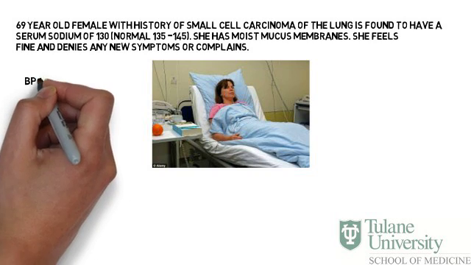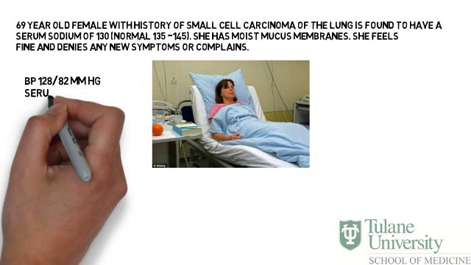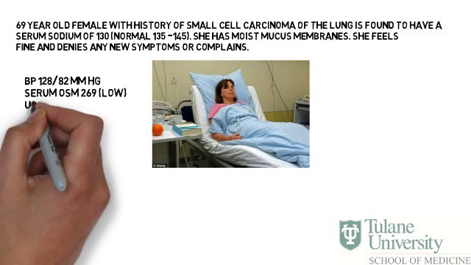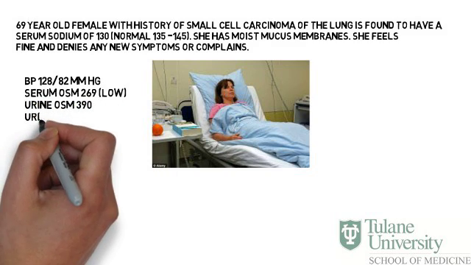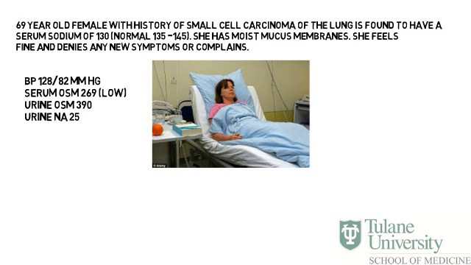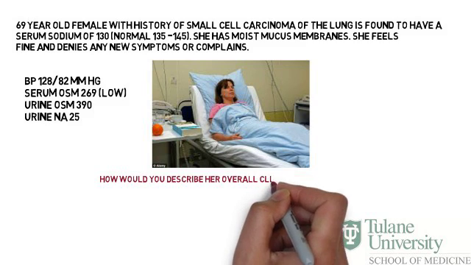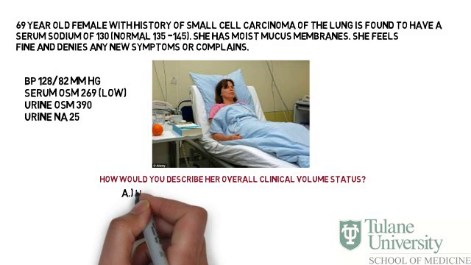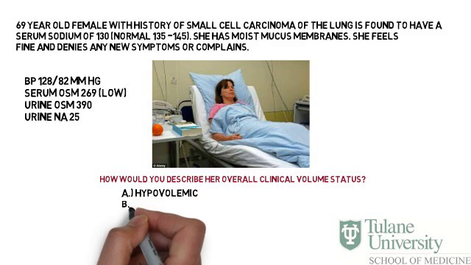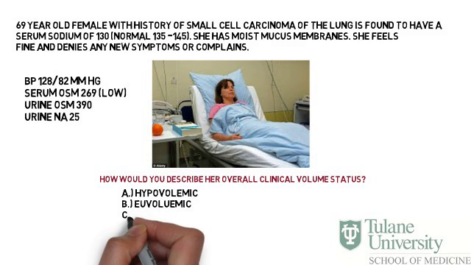Her blood pressure is 128/82. Serum osms are 269, which is low. Urine osms are 390. And urine sodium is 25. How would you describe her overall clinical volume status? Is she A, hypovolemic, B, euvolemic, or C, hypervolemic?